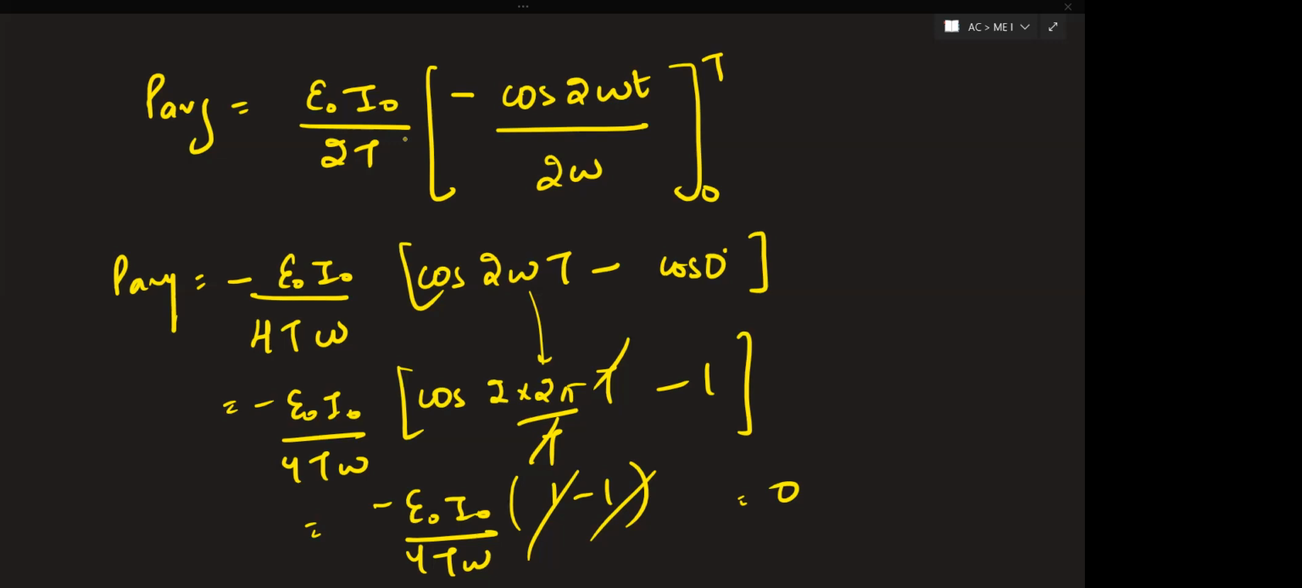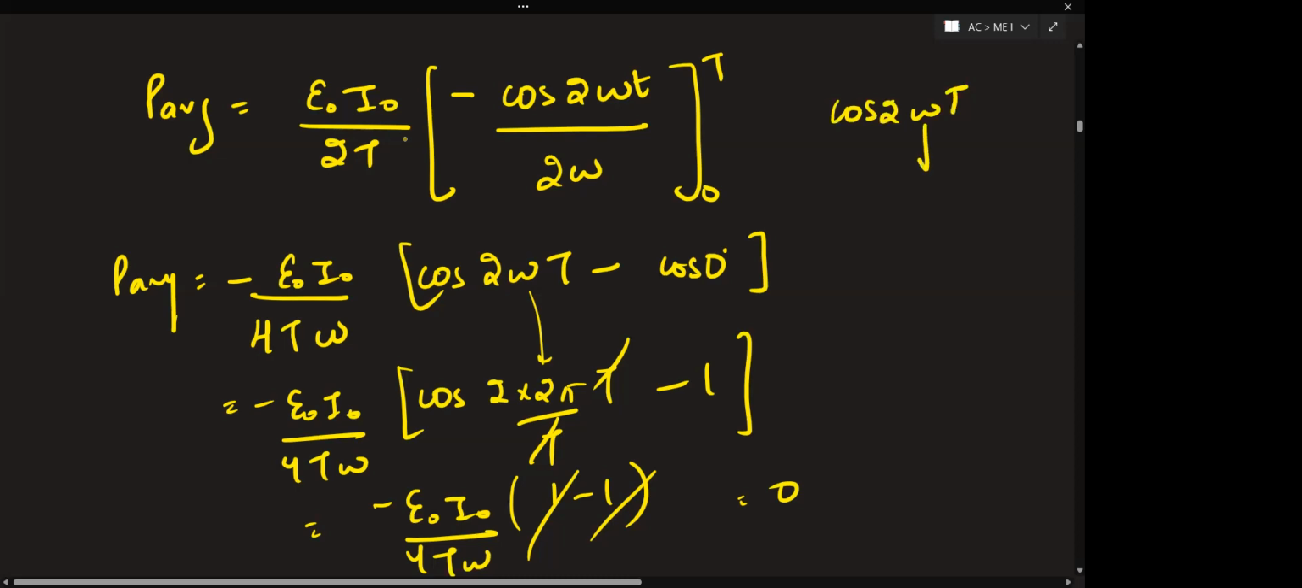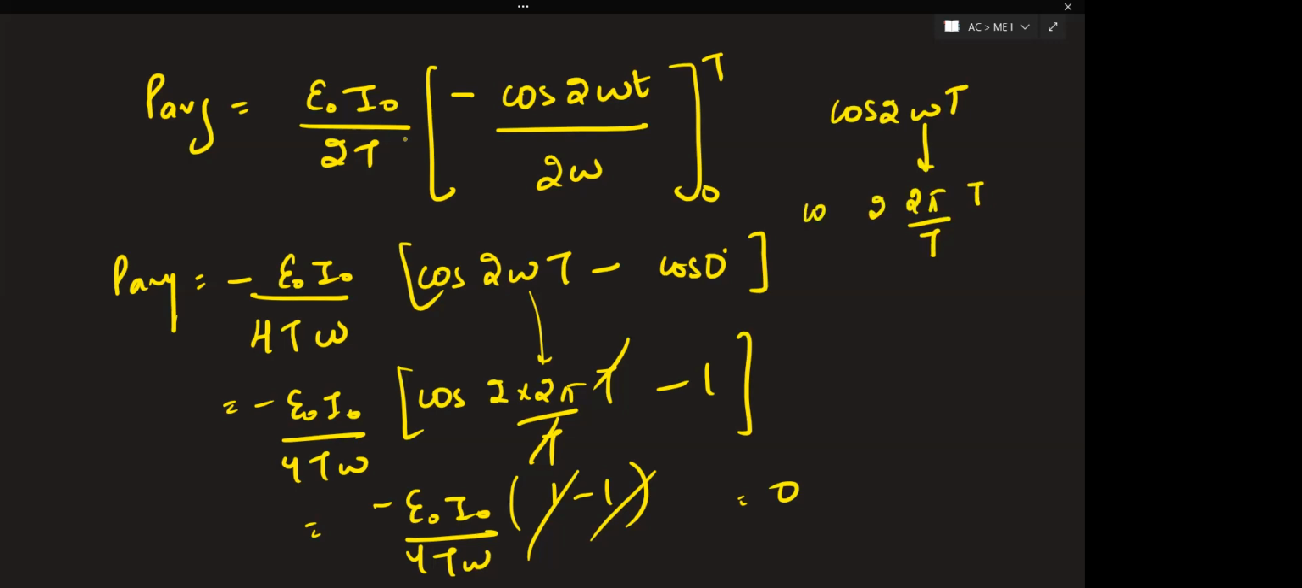Second last line means this one. See, for this line, minus E naught I naught, cos 2 omega t. Omega can be written as 2 pi by t, this t, this 2, this cos. So this tt gets cancelled. We are left with cos 4 pi. Understood? Now, and cos 4 pi, this is 1.